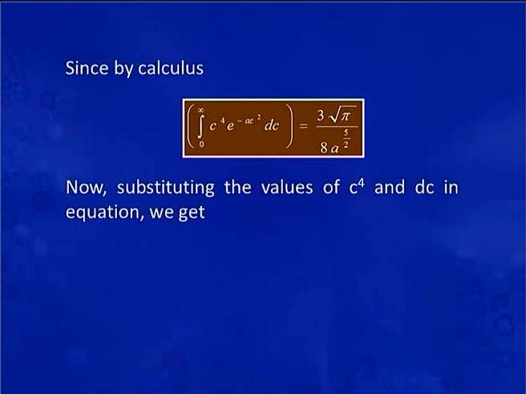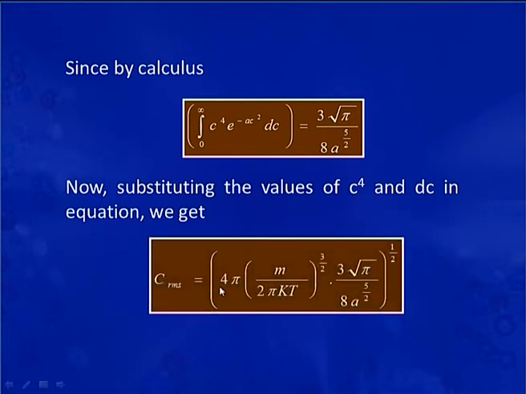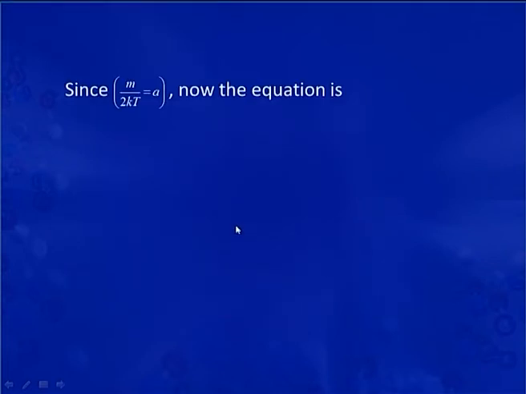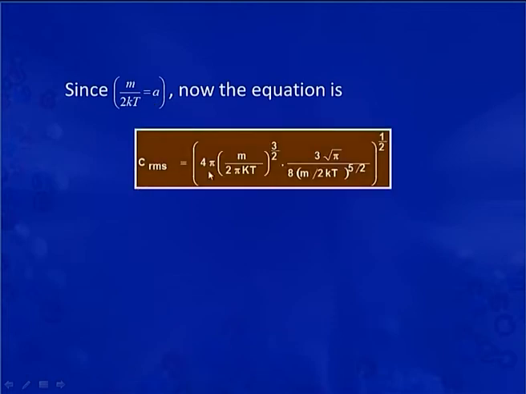Now, by substituting the values of c⁴ and dc in the equation, we get c_rms = (4π (m/2πkT)^(3/2) · 3√π/(8a^(5/2)))^(1/2). Since m/2kT is a here, we put this value and we get c_rms = (4π (m/2πkT)^(3/2) · 3√π/(8 (m/2kT)^(5/2)))^(1/2).